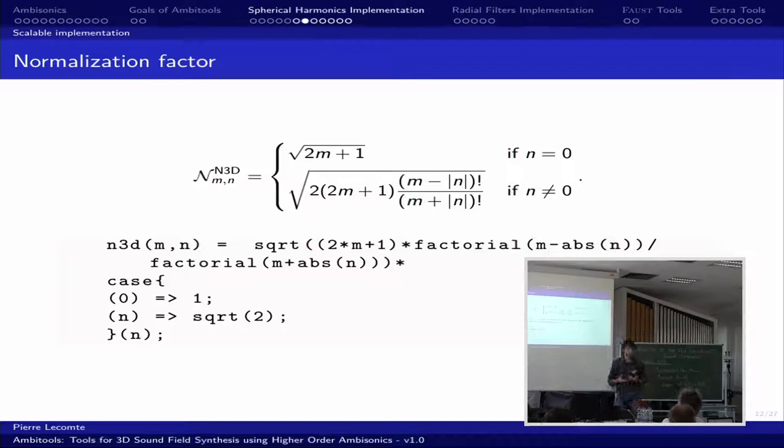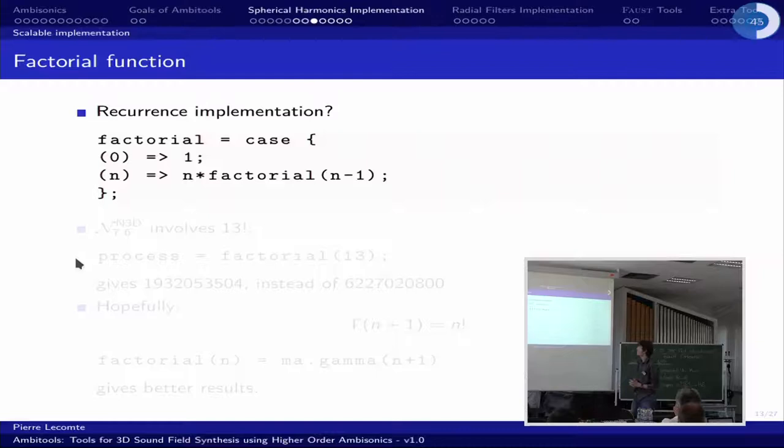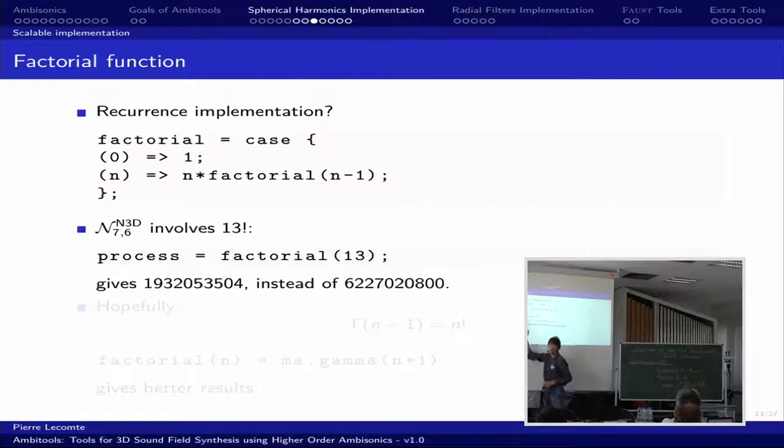I had some issues with that, because if you do it with a recurrence implementation, you're going to have a problem when n gets high. For instance, if I want to compute this term for order 7, degree 6, it involves 13 factorial. And if I do that with Faust, factorial 13 with this implementation of factorial, I'm going to get a wrong number instead of the true solution here.